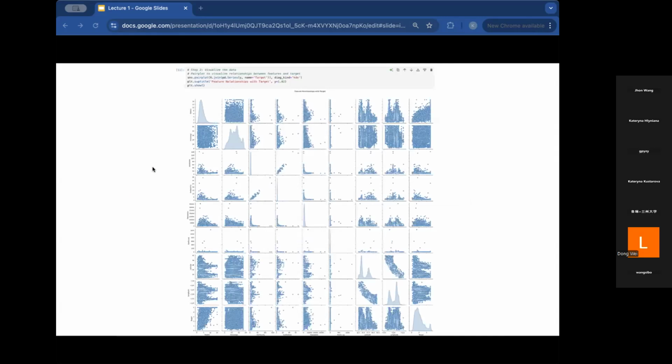Step 2, visualize the data. To better understand the relationship between the features and the target variable, we visualized the data using a pair plot from Seaborn. On the diagonal of the pair plot, we have density plots for each feature. These plots show the distribution of each feature, giving us insights into the spread, central tendency, and the overall shape of the data for each variable.